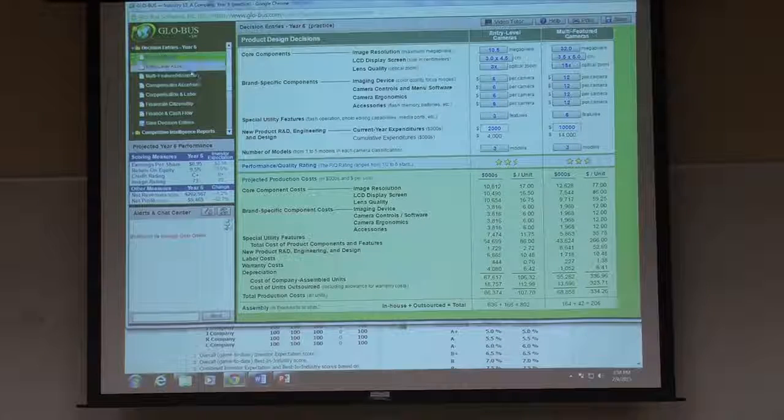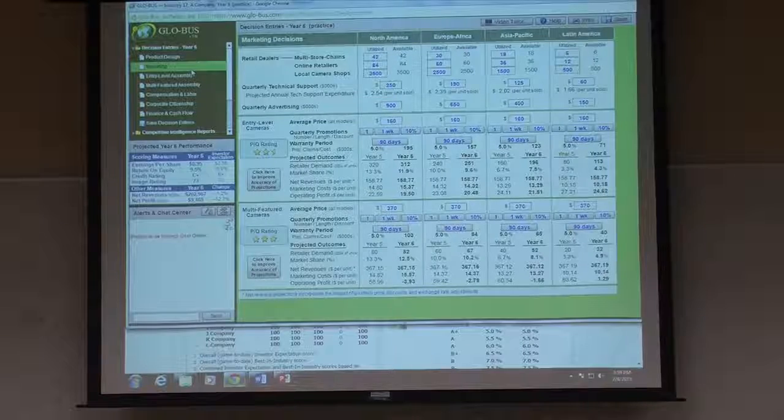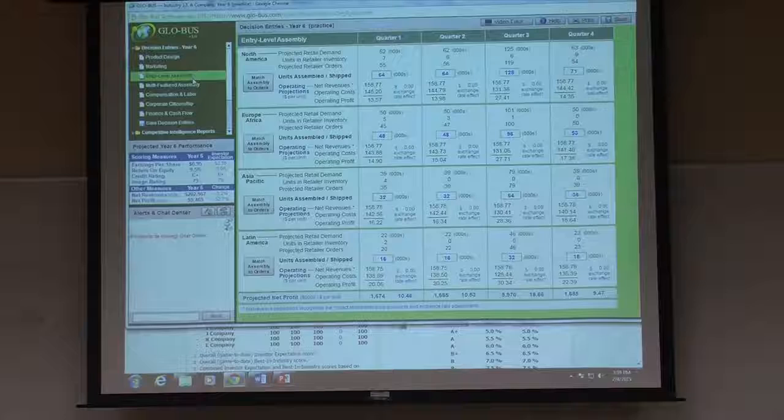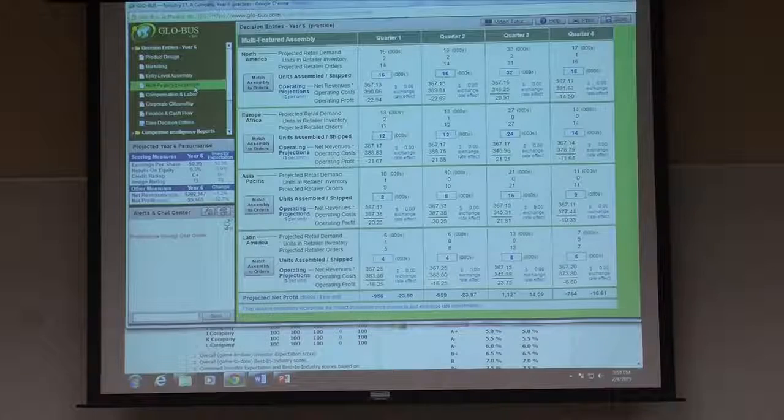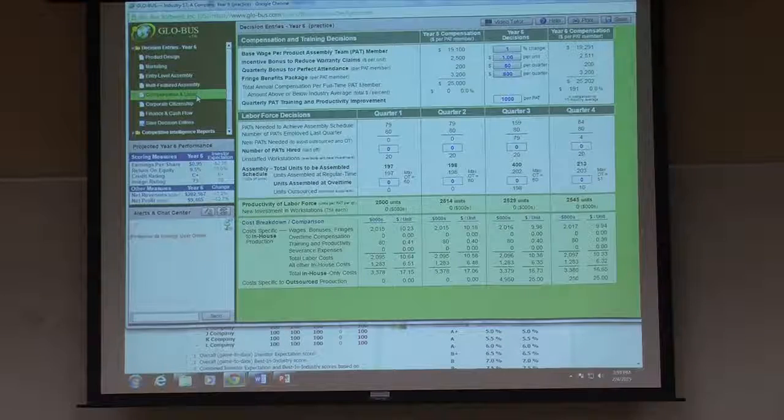This is just projections with the game algorithm. And then in marketing, they're making all these decisions related to the marketing strategies for the different regions. And then they have to decide how much product to make, and they do the entry level and the multi-featured separately. And then here they're figuring out how much to pay people, so compensation and training decisions. And then underneath it, deciding whether to hire and fire people. The default is that if they don't hire people and they don't assign overtime and they still have product to make, then it will automatically be outsourced.